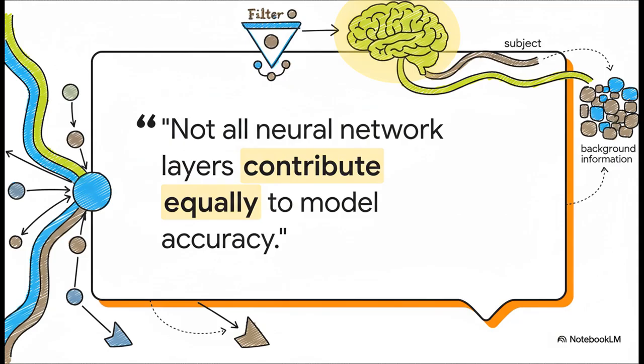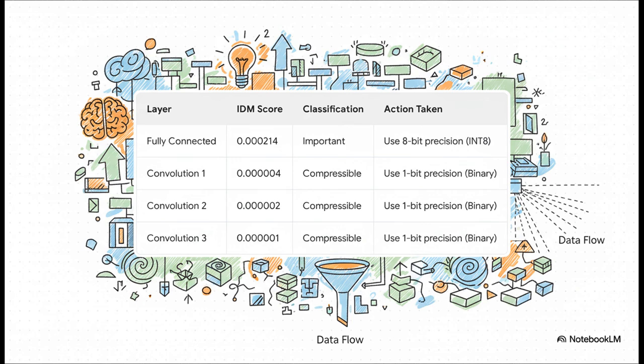And this quote from the research paper, it just nails it. The entire system is built on this one simple, powerful truth. For years, we basically treated our AI models like every single part was sacred. But the reality is, some parts are doing all the heavy lifting, while others are pretty much just along for the ride.